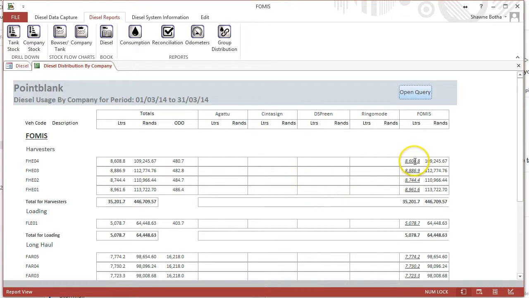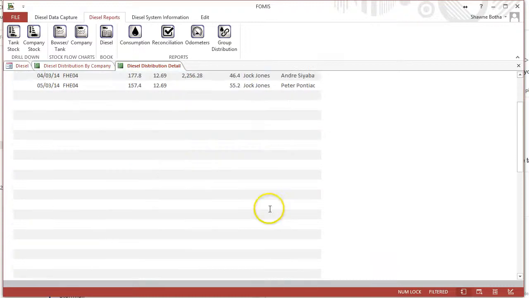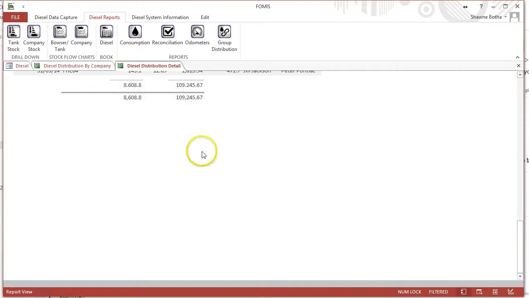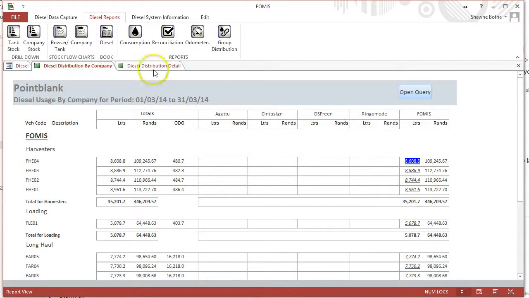In addition, you can drill down, and that will give you all the details that value is made up of. Okay. So we can see the 8608 there, which is the 8608 there. Okay. Right, that sorts out the diesel distribution.